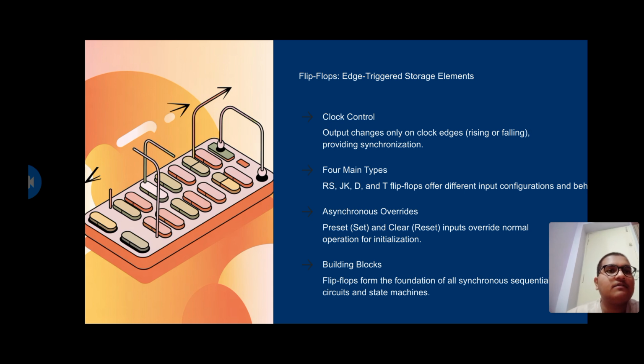Next, we have four main types of flip-flops. They are RS, JK, D and T flip-flops, which offer different input configurations and behavior. Further, we are going to see them. Asynchronous overrides: preset and clear inputs override normal operation for initialization. In the excitation table, we are going to use these preset, set, clear, reset and other options.